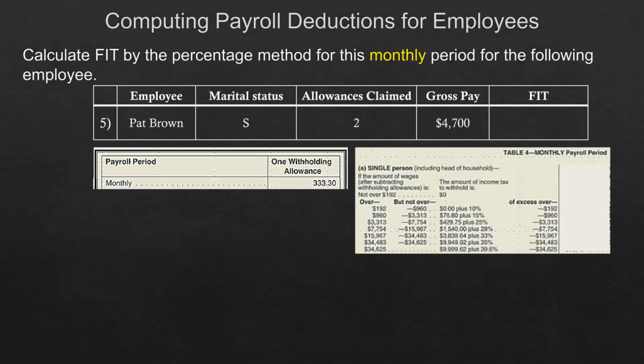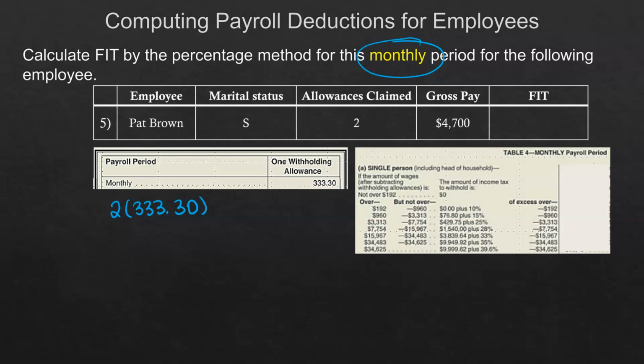This is the second video for section 7.2, and we're going to continue on calculating payroll deductions. In this case, we're going to be calculating the FIT, the federal income tax withholding using the percentage method. This employee, Pat Brown, is single and claims 2 allowances. We are going to calculate how much the allowance is going to be. Right, so it's monthly. Oh, that's another important part of this.